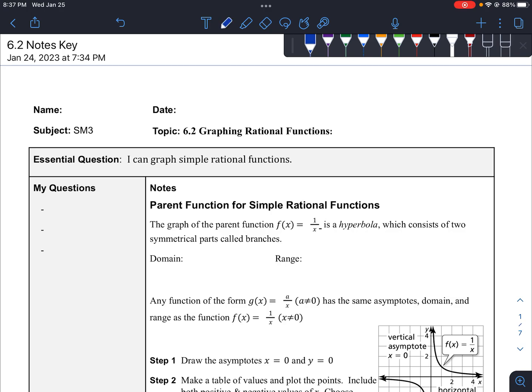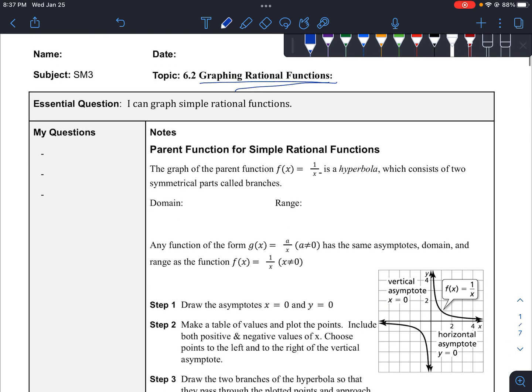So 6.2 is about graphing rational functions. A rational function is a function that has a polynomial in both the numerator and the denominator of a fraction.